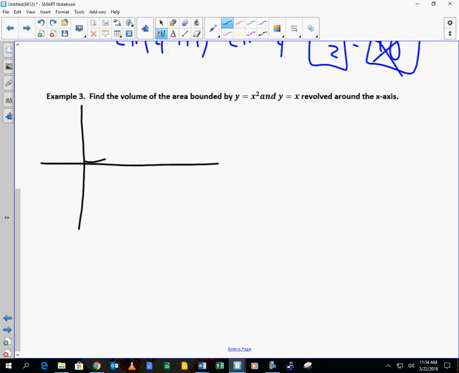We've got x squared and y equals x. Everybody agree that that's where those two kind of cross? And we're going to revolve that around the x-axis. So that's different now, isn't it?